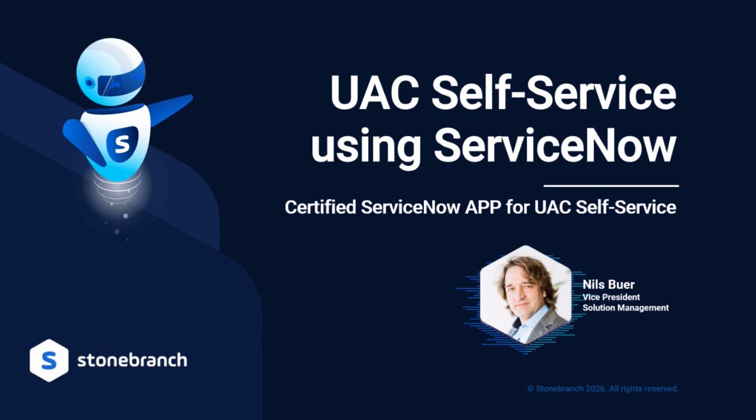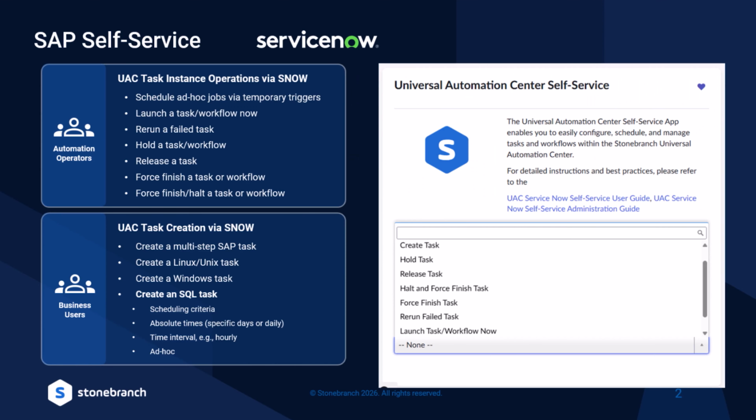In this video, I will show you how a ServiceNow user can perform Universal Automation Center self-service tasks using the ServiceNow app for UAC. The app lets business users schedule their own multi-step ABAP jobs, including start conditions, right from inside ServiceNow. For example, an SAP business user can create and schedule an SAP task in UAC straight from the app. Operations users benefit too.